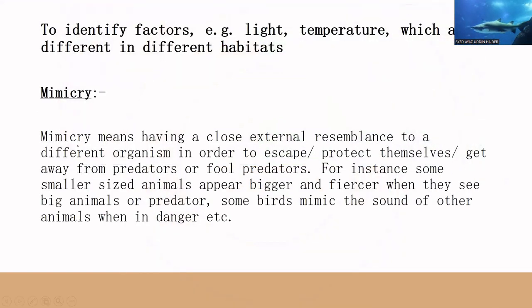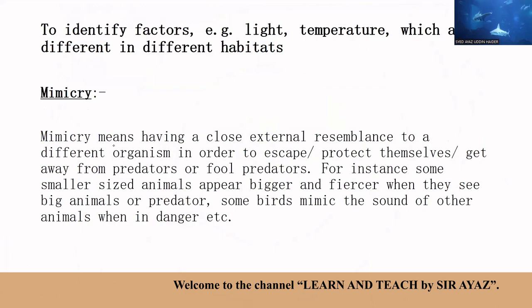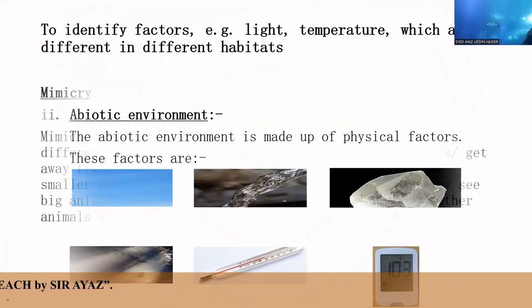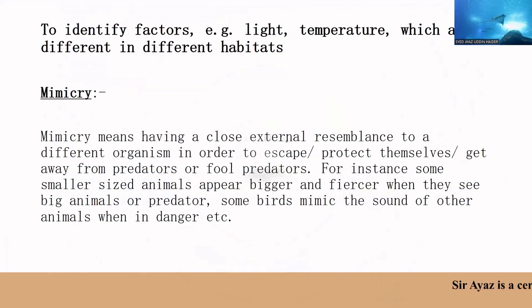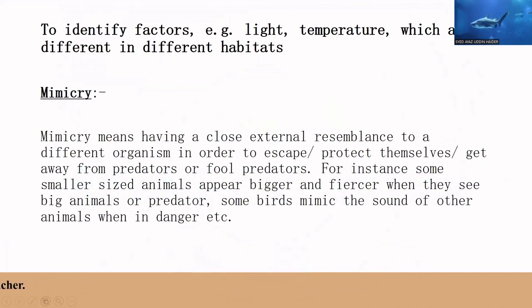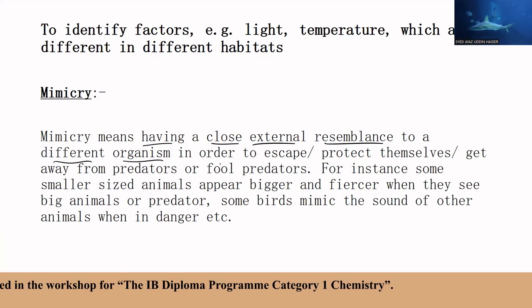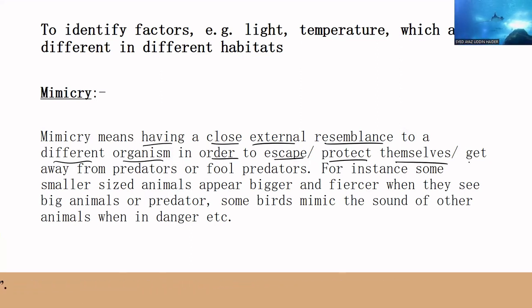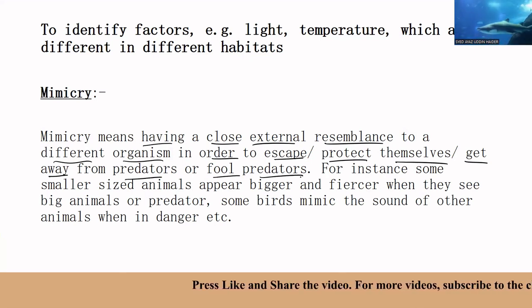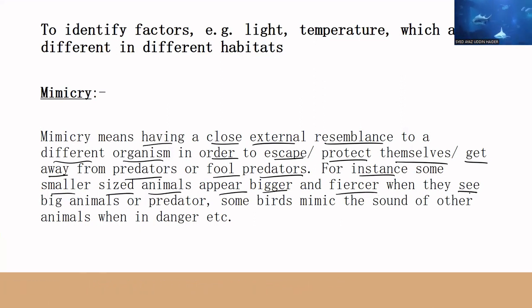Mimicry. Mimicry means having a close external resemblance to a different organism in order to escape or protect themselves, get away from predators, or fool predators. For instance, some smaller sized animals appear bigger and fiercer when they see big animals or predator. Some birds mimic the sound of other animals when in danger, etc.